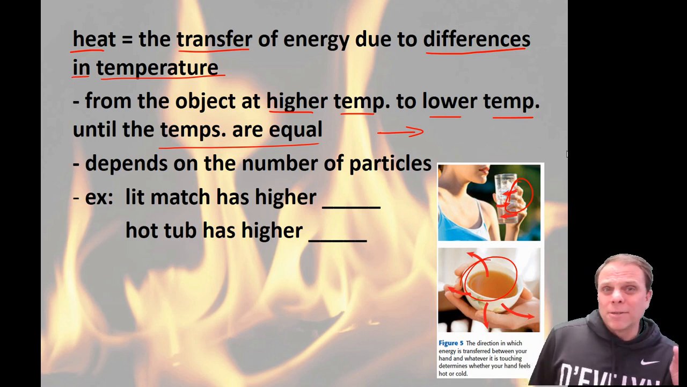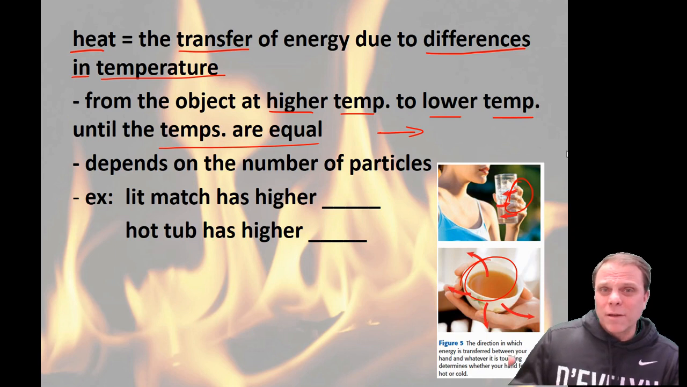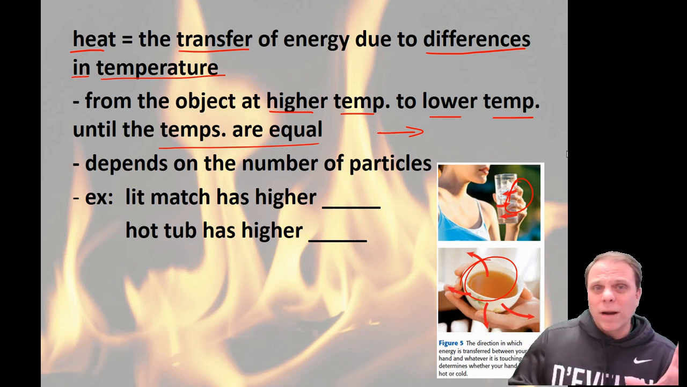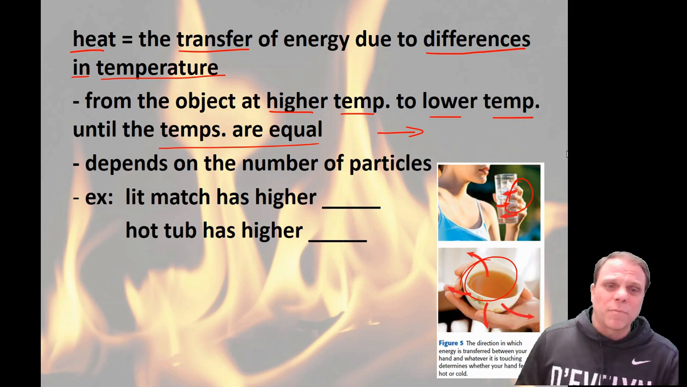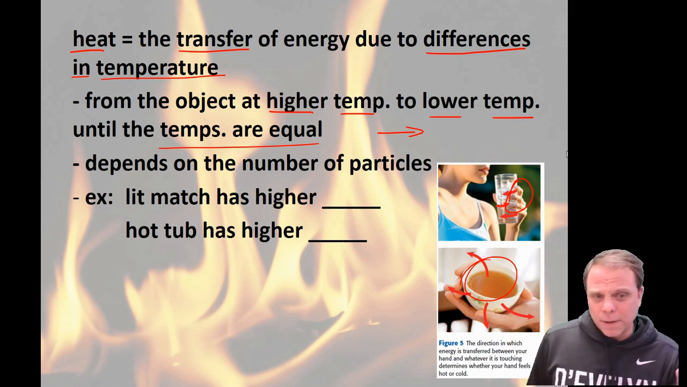If I have 10 particles and I have millions of other particles, then the millions of particles, if they're at similar temperatures, are going to have more heat. All right, they're going to have more energy. And so I'm going to be able to transfer more energy from this object that has millions of particles compared to the object that has just 10 particles.